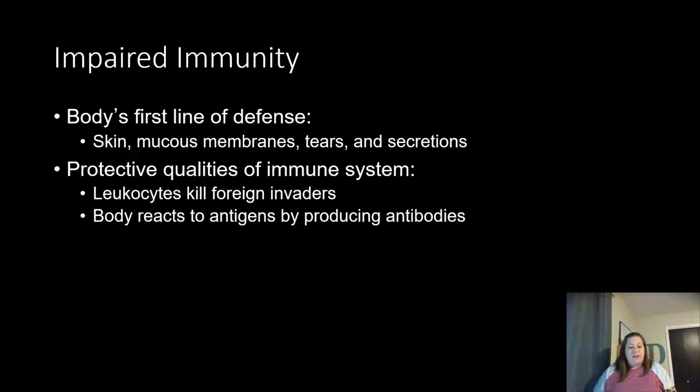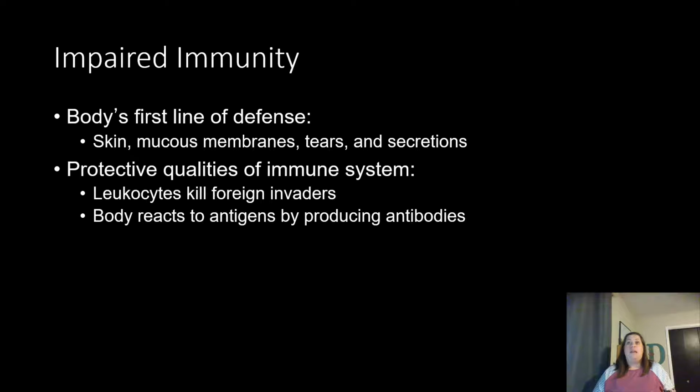All right, the next area of disease we want to look at is impaired immunity. Impaired immunity is where your line of defense, your immune system, is impaired somehow, which causes you to be more susceptible to invaders. Your body's first line of defense is your skin, your mucous membranes, which are the linings of all your natural openings, your tears and other secretions like your saliva, stomach acid, that sort of thing. These things are there to help protect you and act as a barrier.